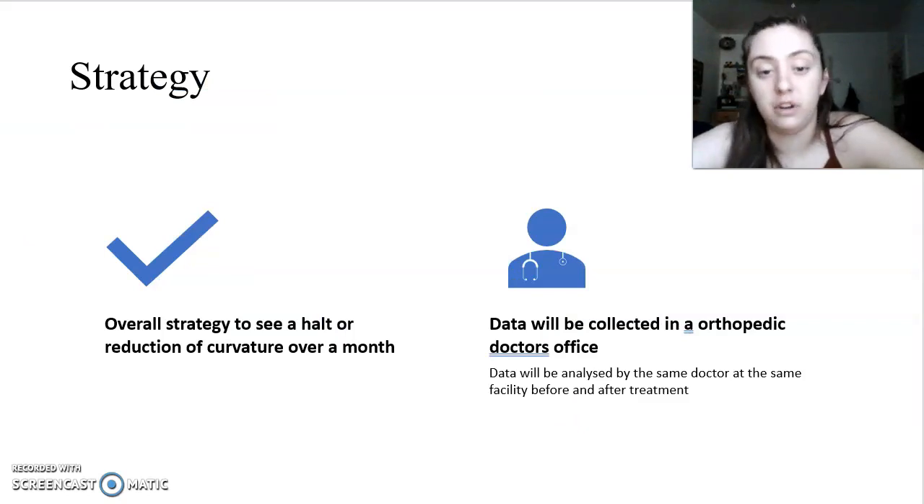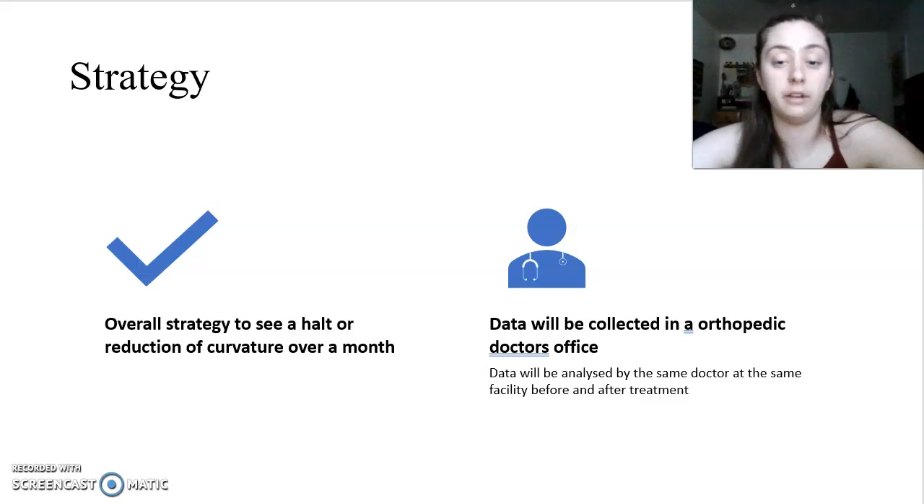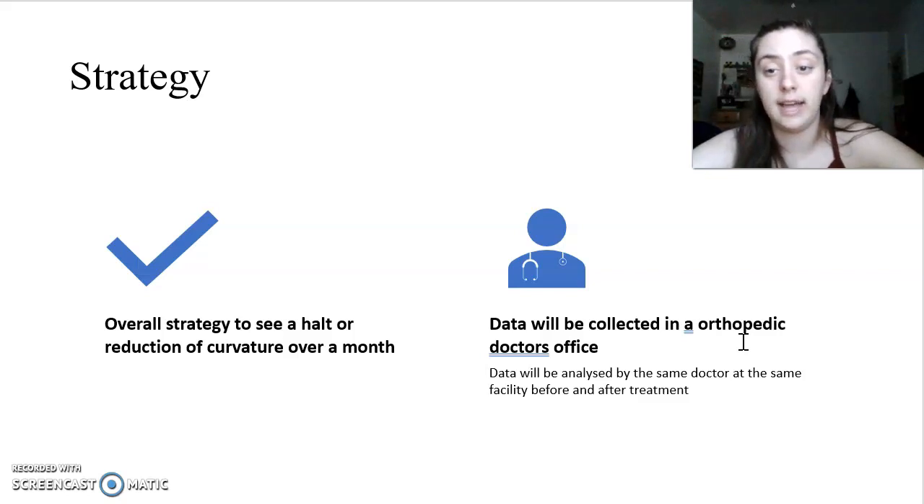Overall, looking to see a reduction of the curve over a month. Even though a month is a very short time, if you can see a reduction, there would be a likelihood that there would be a reduction of it over a longer period of time. So just seeing a halt in the curvature would be improvement. Another way that we'll look at this data is by having all the participants go to the same doctor prior to the treatment and after. So this way there's consistency in who is measuring their curvature and how it's being measured and who is analyzing their progression. Some doctors can vary on their measurements with a few degrees, so this would just eliminate any potential variation of this data.